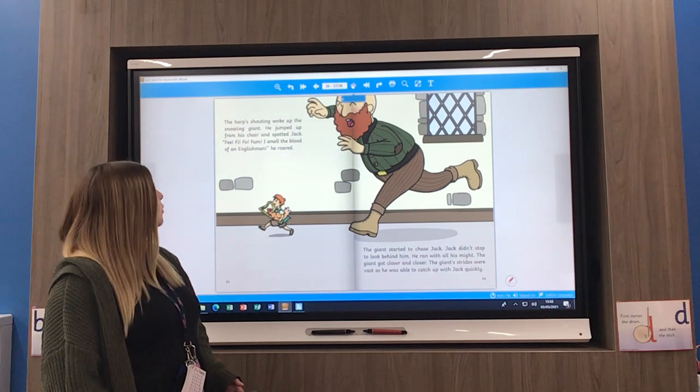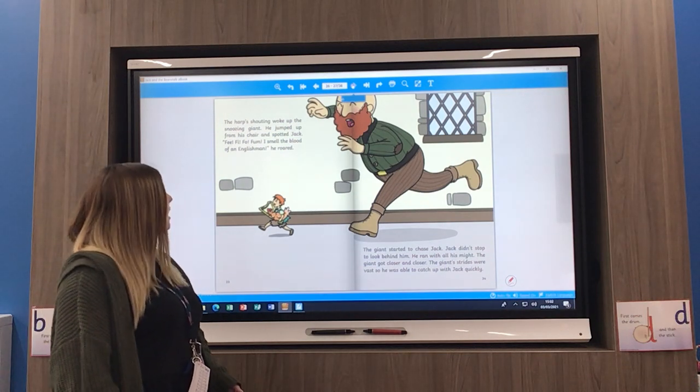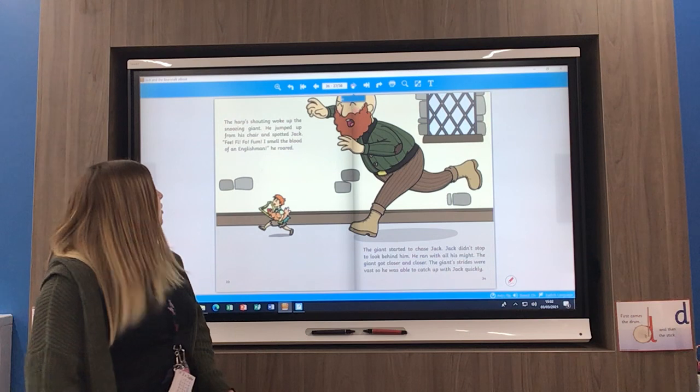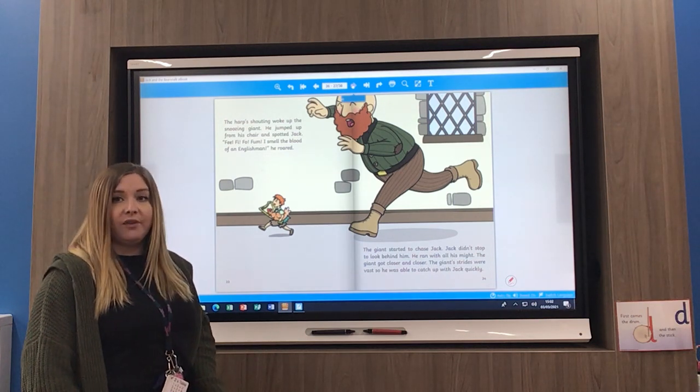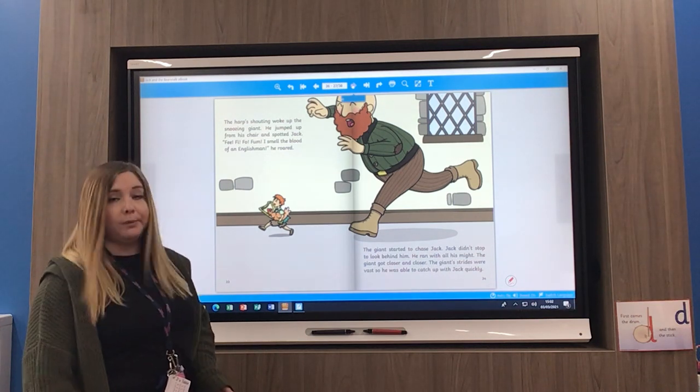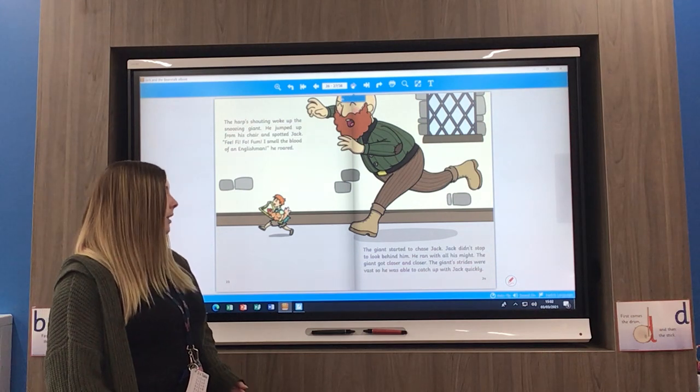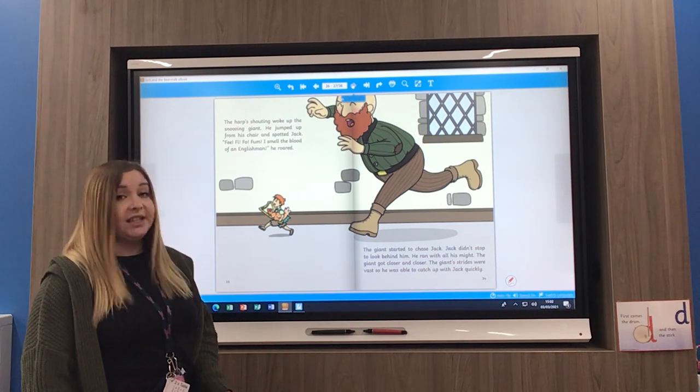The harp shouting woke up the snoozing giant. He jumped up from his chair and spotted Jack. "Fee, fi, fo, fum. I smell the blood of an Englishman." The giant started to chase Jack.